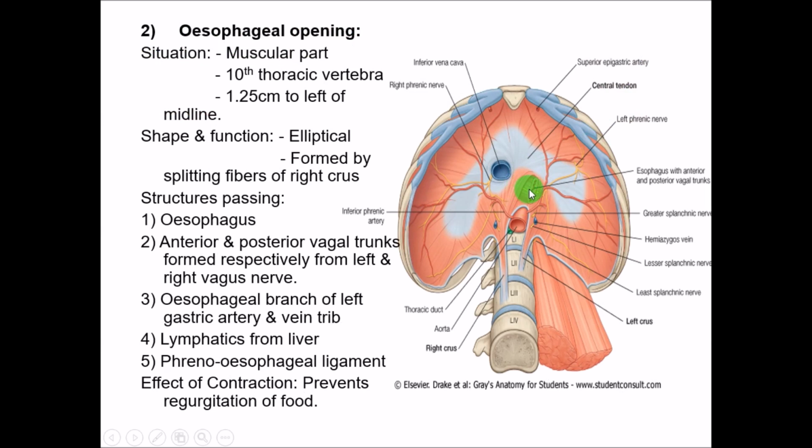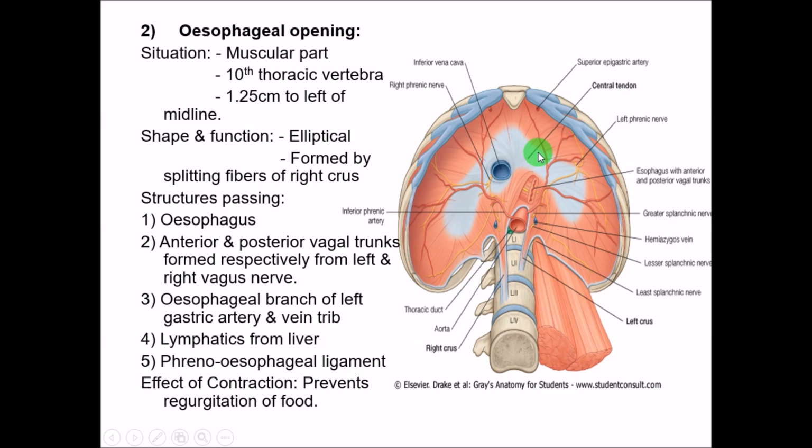It will be present in the muscular part. As you saw, the vena cava was in the central tendon, but the esophageal opening is in the muscular part, and it opens, as I said before, at the 10th thoracic vertebra, T10, and it is almost 1.25 centimeters left to the midline.